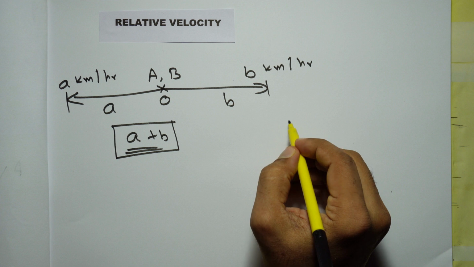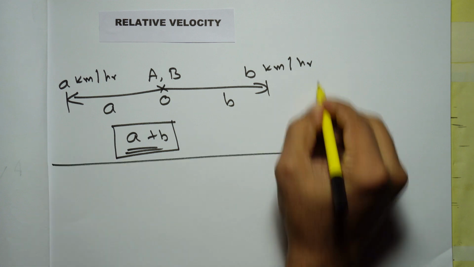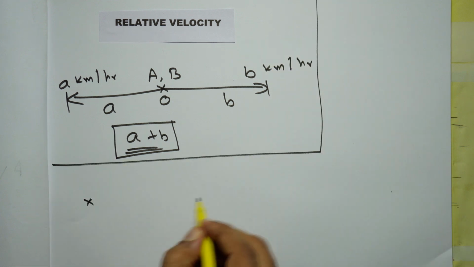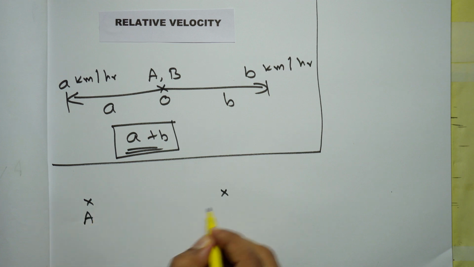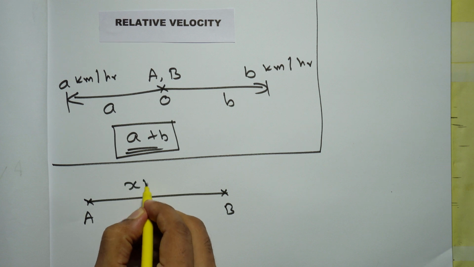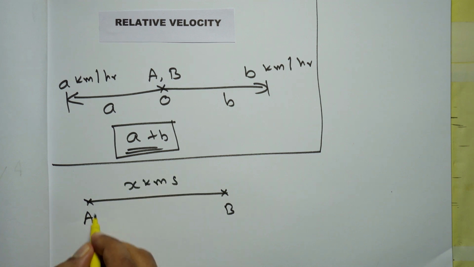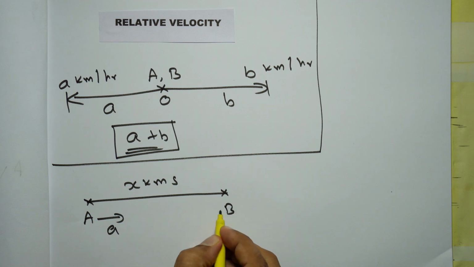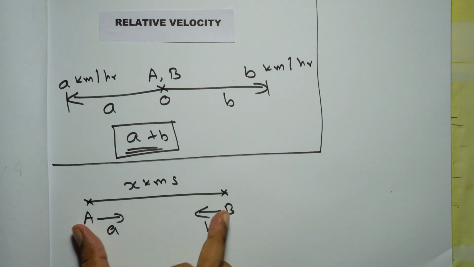Now let us look at one more case. There are 2 points like this. Person A is here, person B is here. Now initial distance between them is x kilometers. Person A is moving in this direction at A kilometers per hour, and person B is moving in this direction at B kilometers per hour. So now you can see that they are getting closer. In this case, what is the relative velocity between A and B?